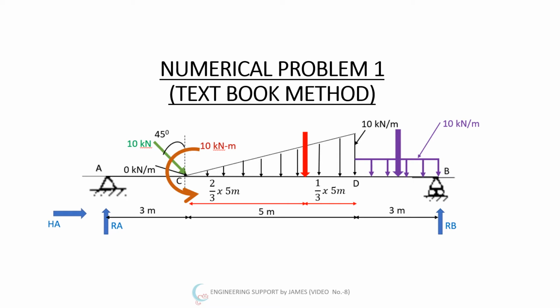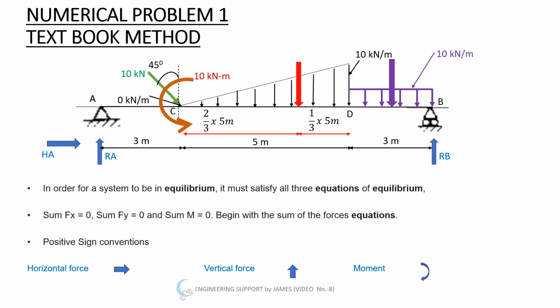So A support is the hinge support and B is the roller support. So A has the unknowns, that is horizontal reaction as well as vertical reaction, and at B there will be only vertical reaction.